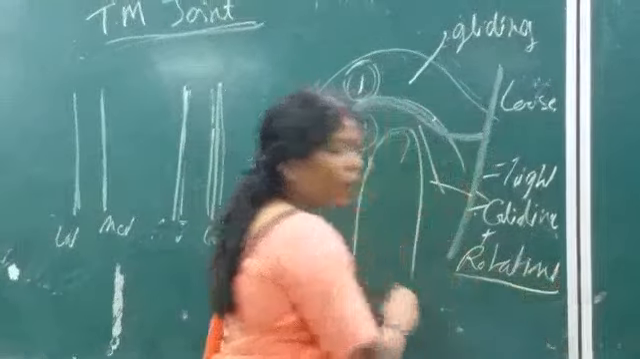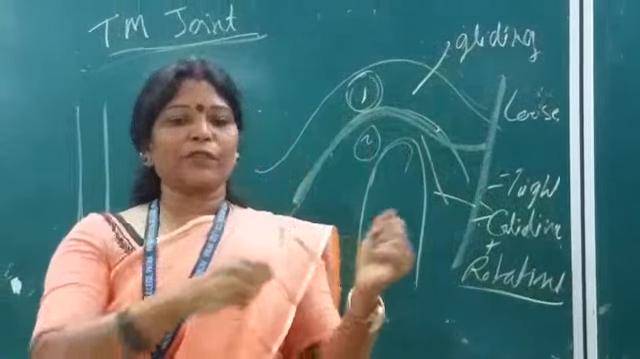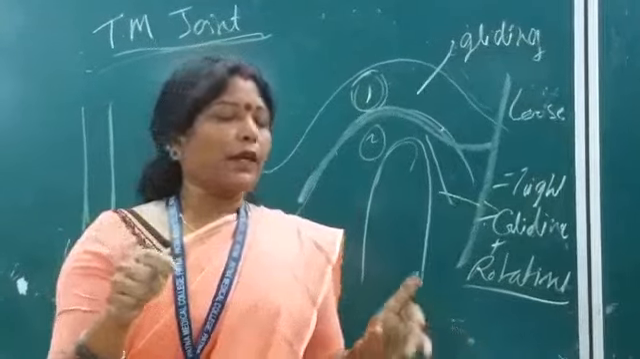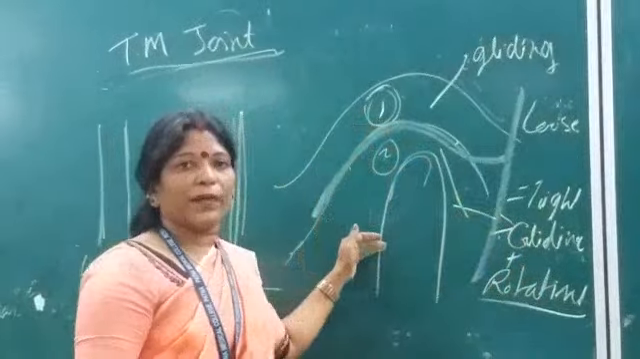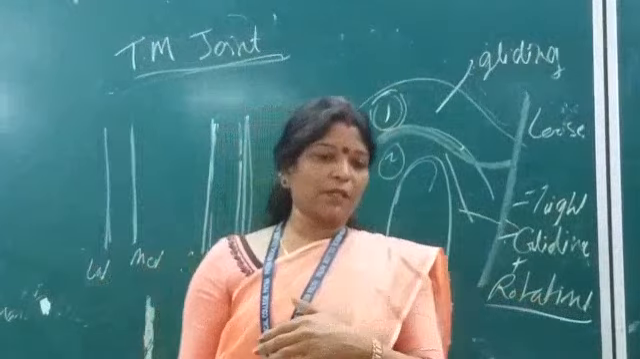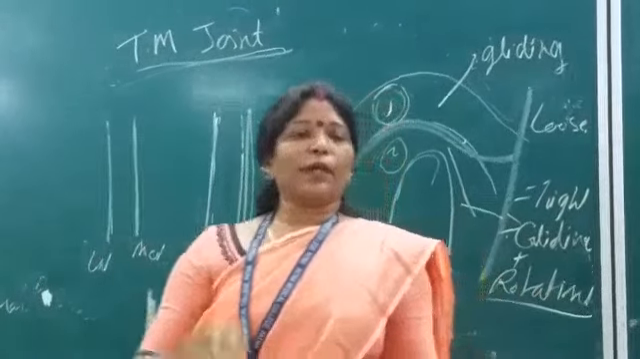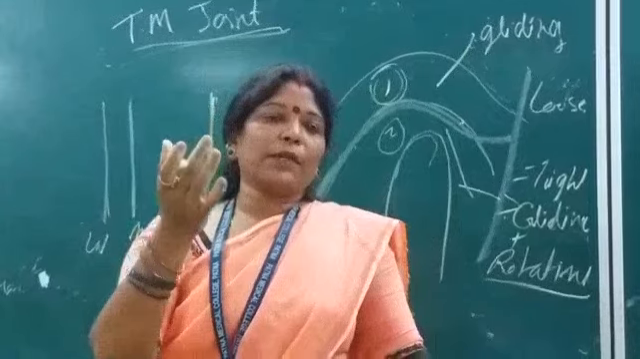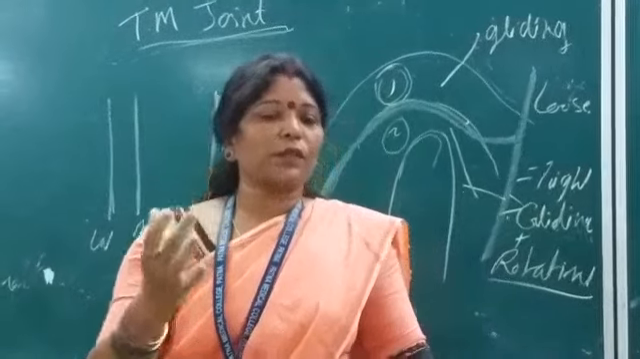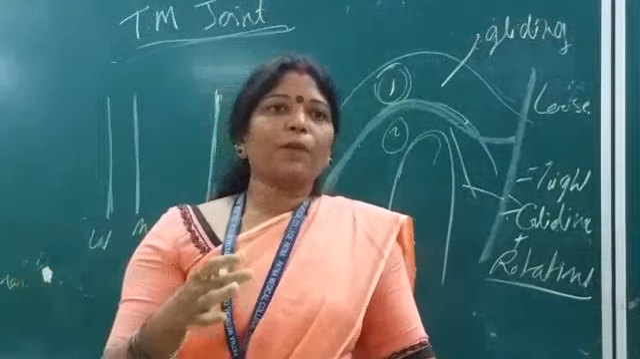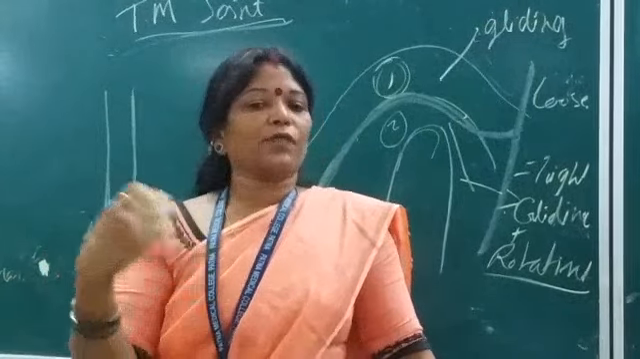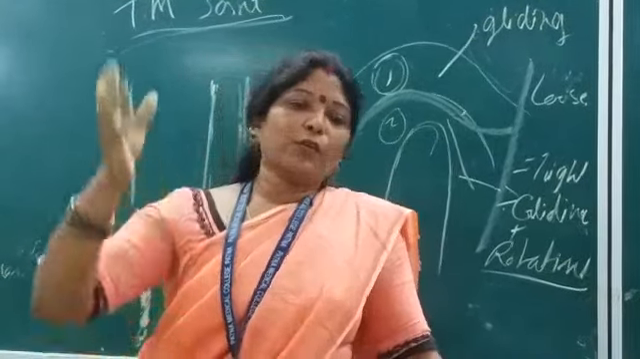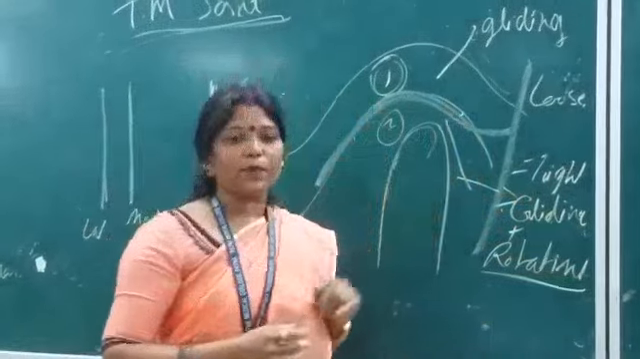So both types of movements, the gliding as well as the rotational movement, take place just below this fibrocartilage plate, the oval plate which we have discussed just now. That's why the two compartments serve the two functions for the temporomandibular joint. One provides the gliding movement and the other provides the gliding as well as the rotatory movement, due to the attachment of this fibrous capsule here.